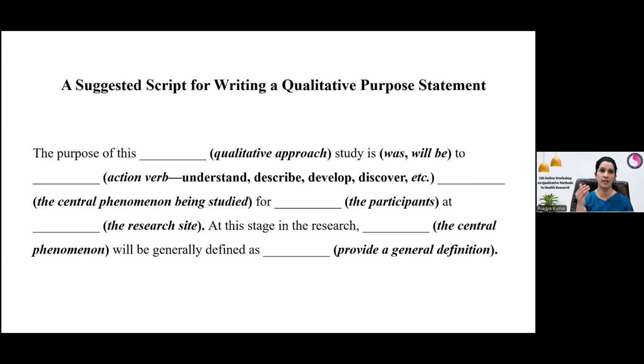So they have suggested that you write: the purpose of this qualitative approach, you can write this phenomenological study, is to, then an action word, to understand, describe, develop, discover the central phenomena. Like in this case, the barriers in communication for healthcare workers, in brackets it is written participants at a tertiary care hospital, which is the research site. And then at this stage in the research, the communication barrier, that's why they write at this stage in the research, because it might change when you later interview them and see what they understand. So at this stage of the research, the communication barrier will be generally defined as, and then you have to write the general definition of the central phenomena. How do you define communication barrier? You can give a few words or a few sentences.